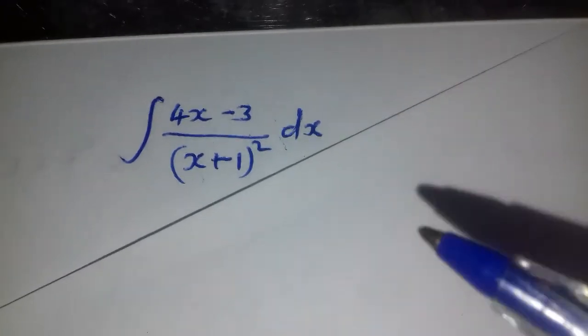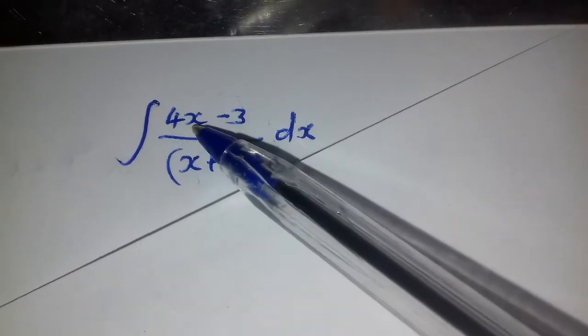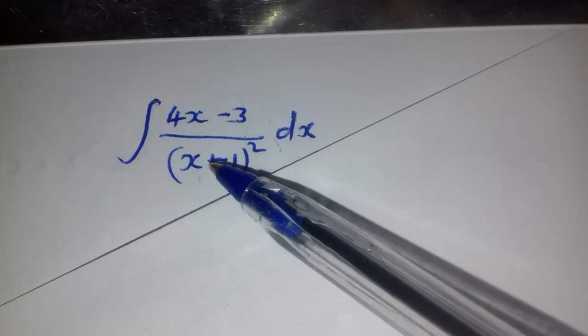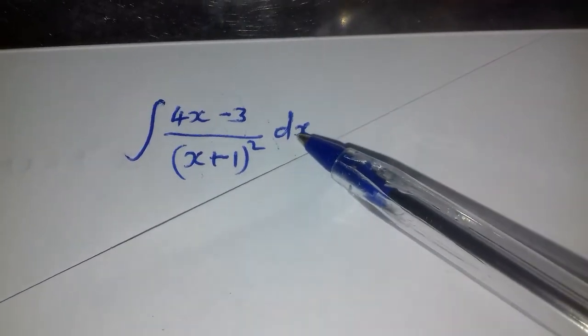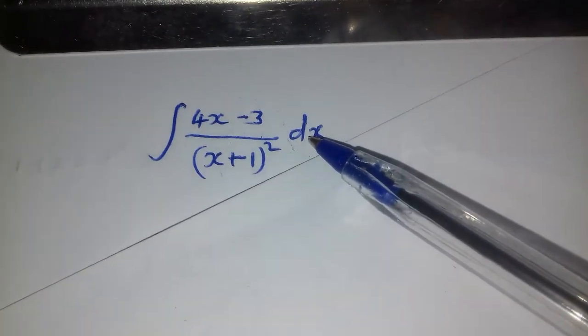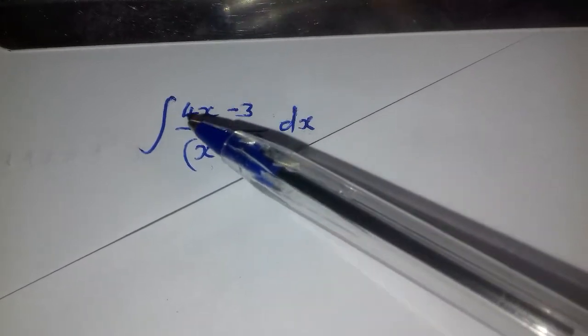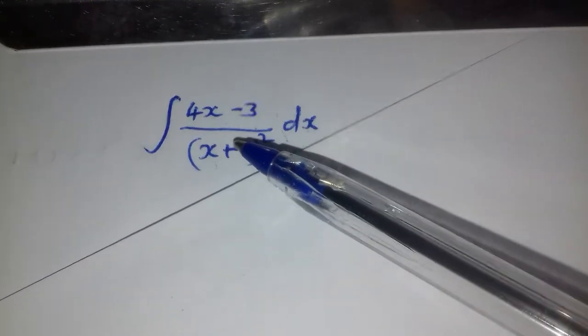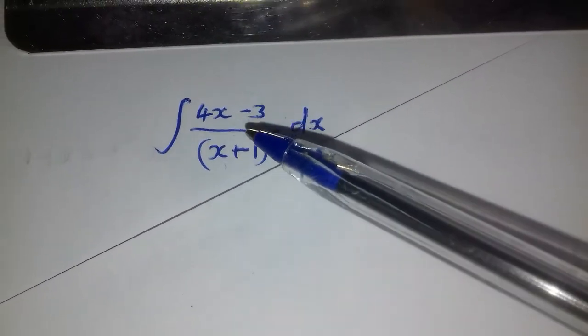Let's take a look at this question. The integral of (4x minus 3) divided by (x plus 1) all squared dx. What you need to know is that you can't use any substitution to integrate this question directly. So you need to simplify it a little bit.